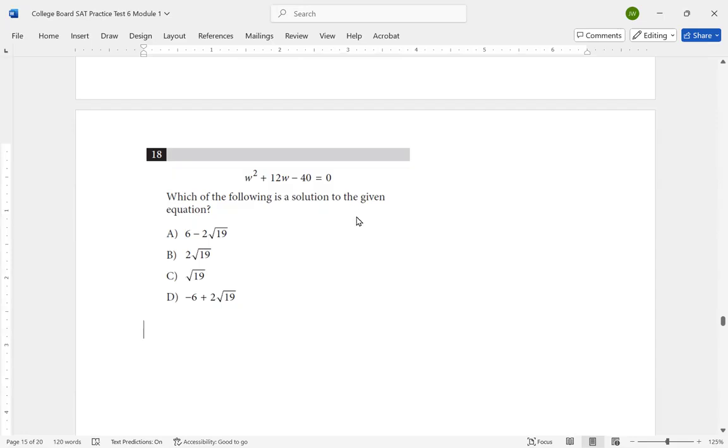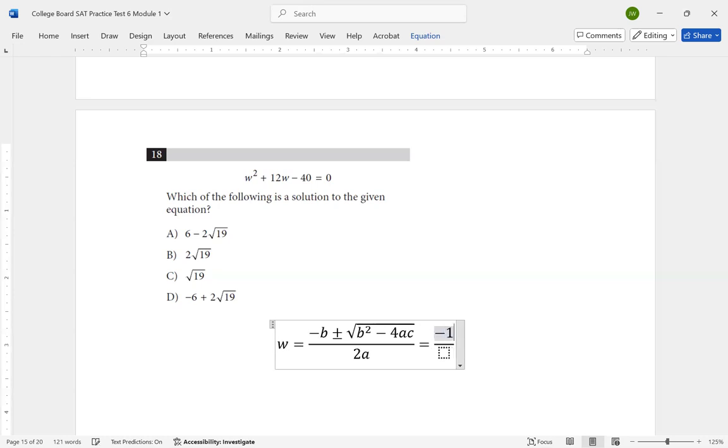Another way to do this problem is to use the quadratic formula. Since this is a quadratic equation, we can use the quadratic formula, which says that as long as I have a quadratic equaling 0, and the quadratic looks like a times my variable squared plus b times my variable plus c, set equal to 0, I know that the answers are going to be opposite of b plus or minus the square root of b squared minus 4ac all over 2a. Now, in this case, the b is the coefficient of the w, so that's 12.